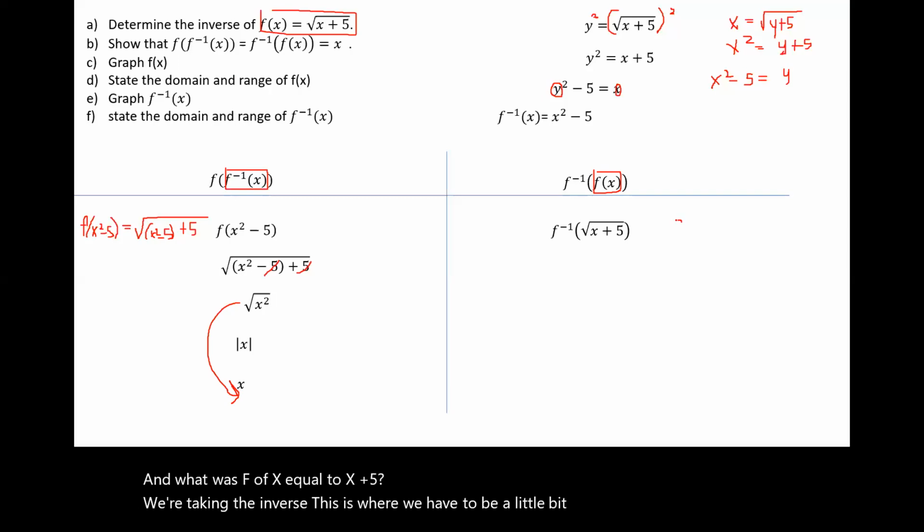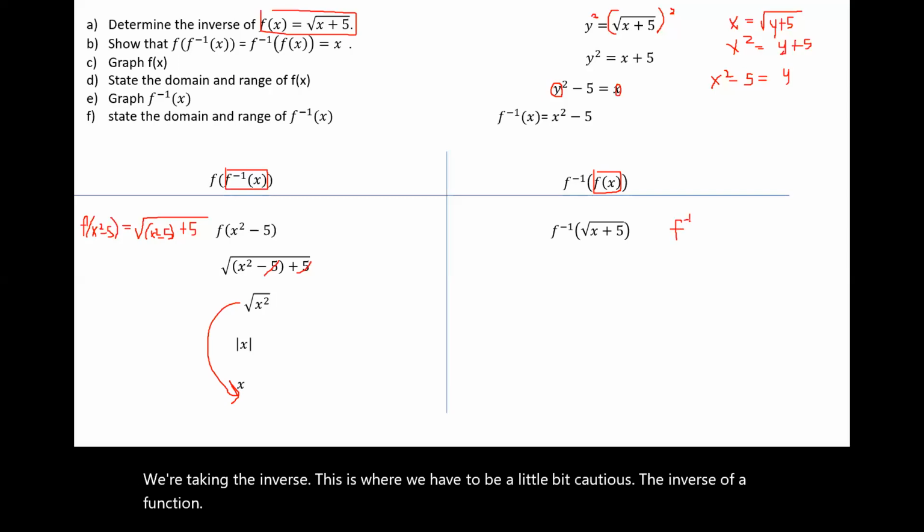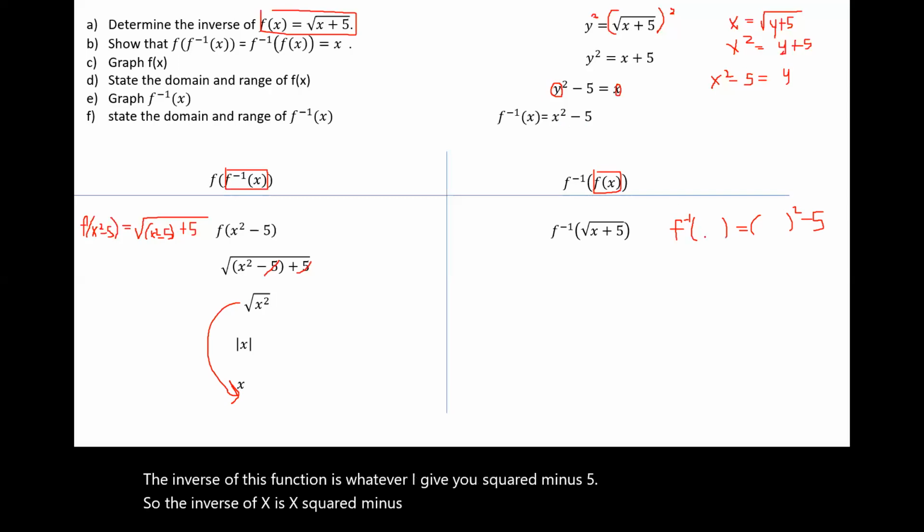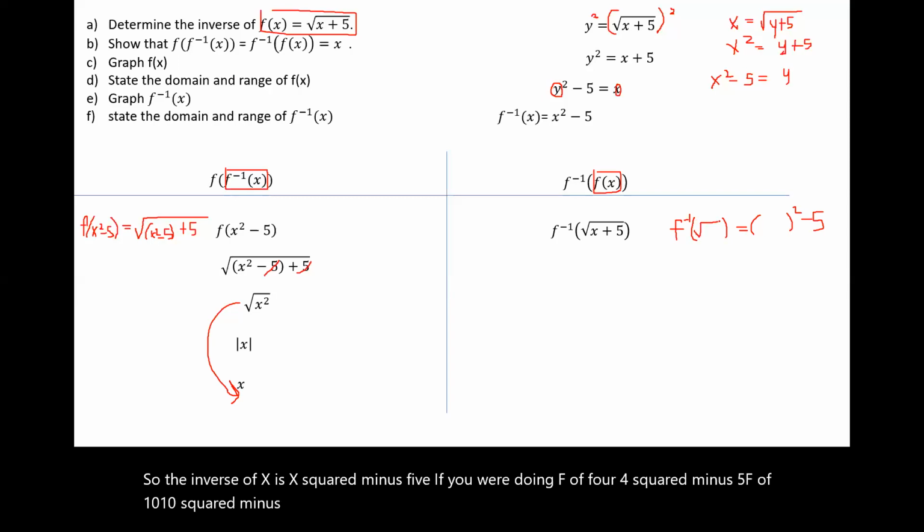The inverse of this function is whatever I give you squared minus 5. So the inverse of x is x squared minus 5. If you were doing f of 4, 4 squared minus 5. F of 10, 10 squared minus 5. F of root x plus 5, root x plus 5 squared minus 5.